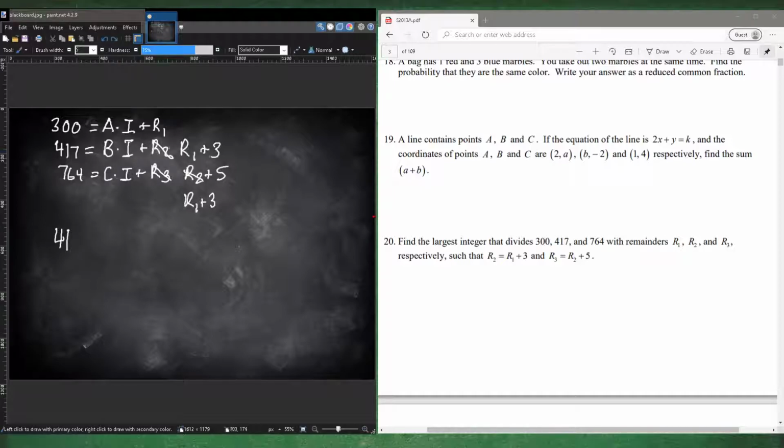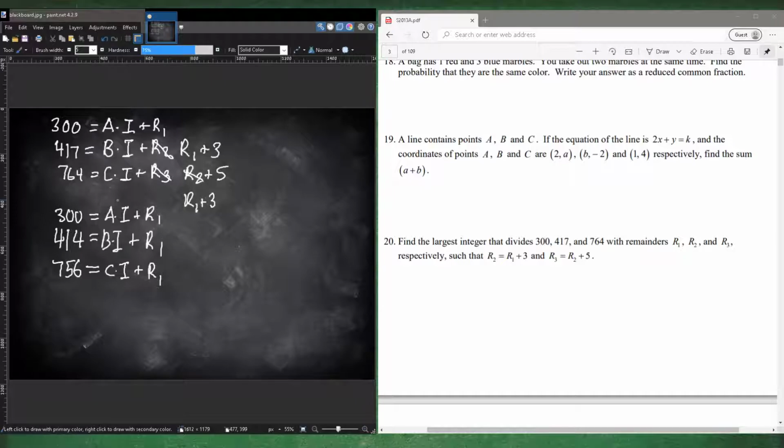Well, let's do some math here. There's a 3 here, so subtract the 3. So 414 equals BI plus R1. And we have a 5 plus a 3 here, that's 8, so minus the 8, 756. And that is equal to CI, C times I, plus R1. And I'll just write this again: 300 equals A times I plus R1.